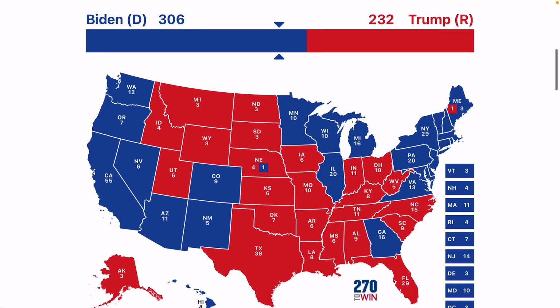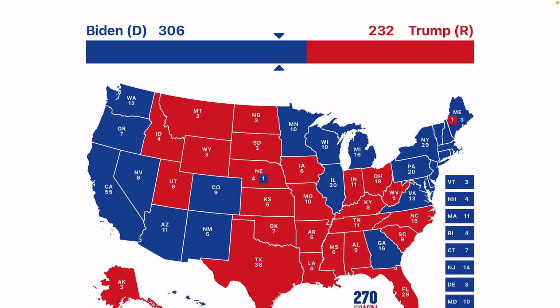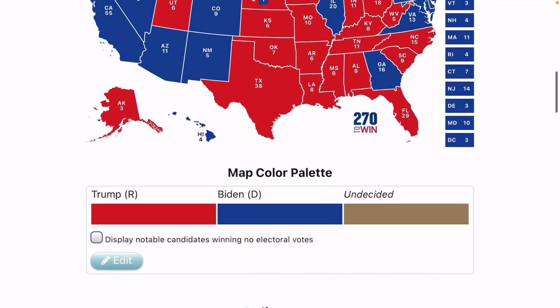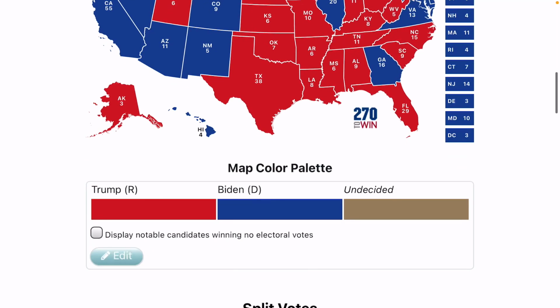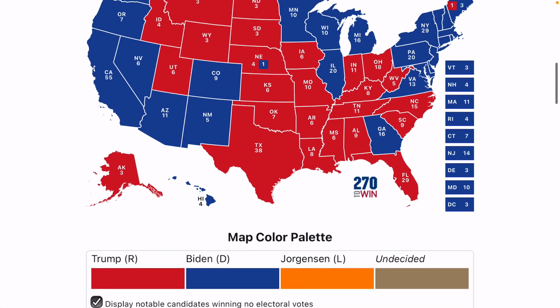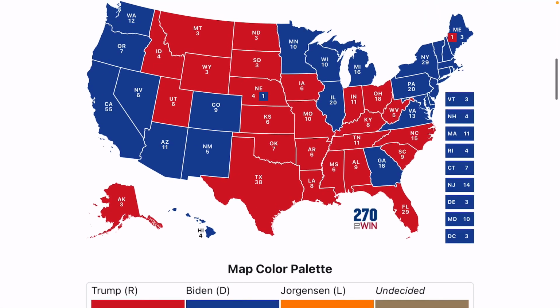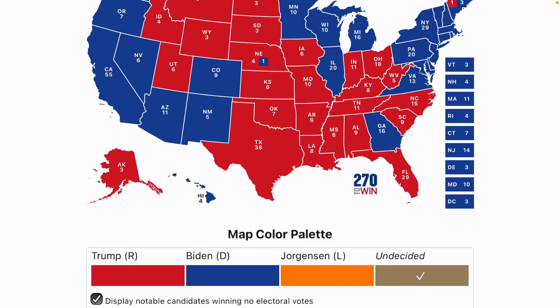So today we're going to be discussing the 2020 election and going through what happened on election night and in the days following. We're going to display candidates winning no electoral votes. Joe Jorgensen was the Libertarian candidate, and we're just going to use that orange Libertarian color when a state is either too close to call or too early to call. We're going to go through what happened on election night and in the days that followed, trying to simplify this election for you.